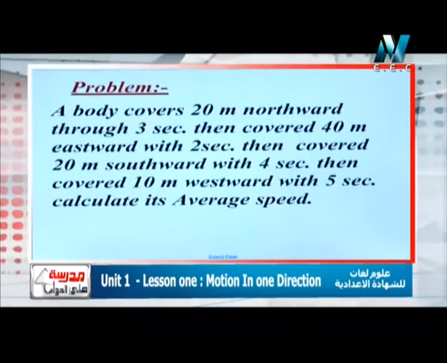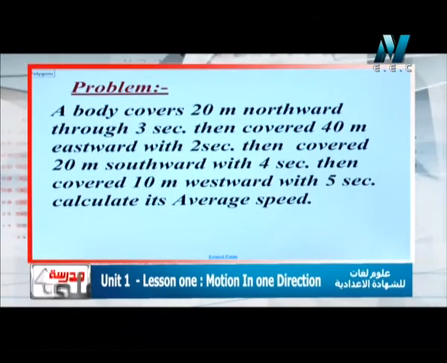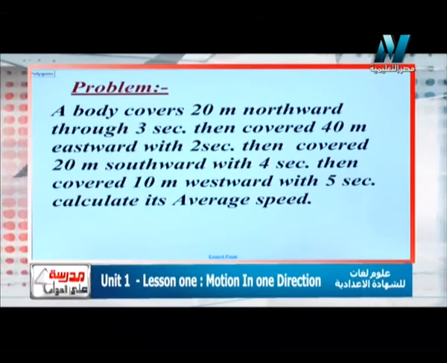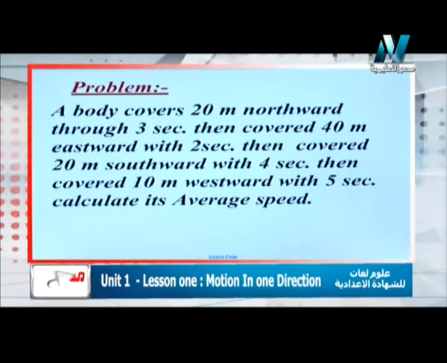As a problem. ممكن اخدها في صورة problem. انا هقيس كل حاجة انا بتحركها وهعمل total distance. هجمع كل distance as a summation of total distance over total time.